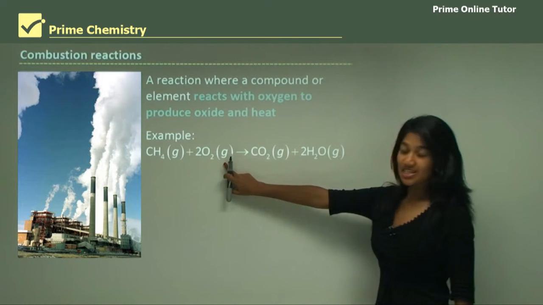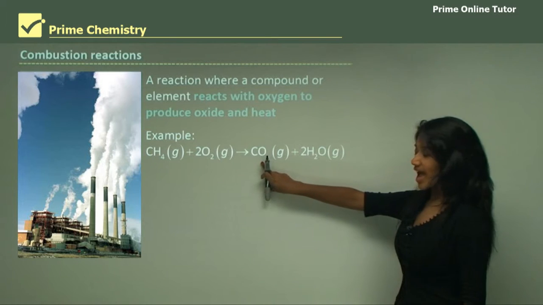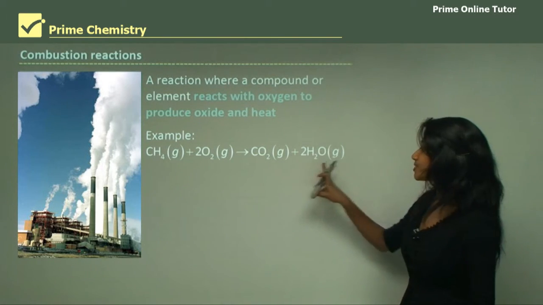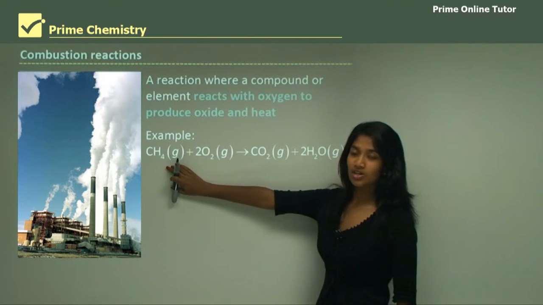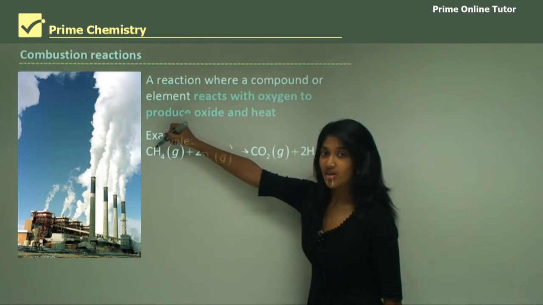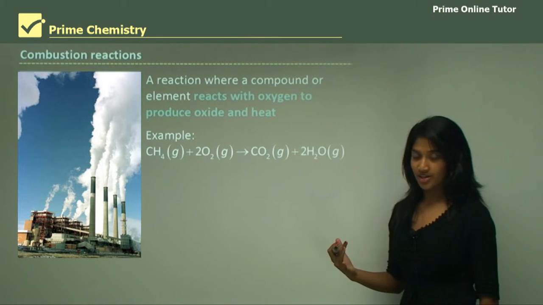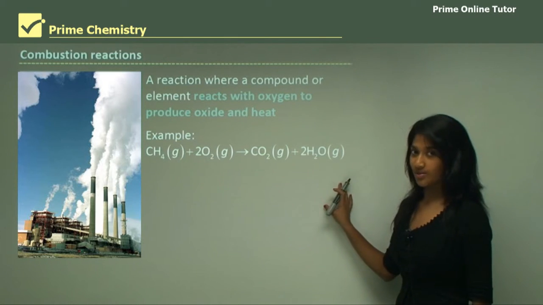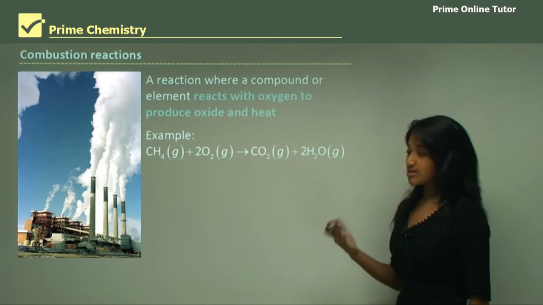reacting with oxygen. So O2 is oxygen gas, and they react to form carbon dioxide. As you can see, CO2 is carbon dioxide, and water, which is H2O. Now, methane is what you call a hydrocarbon because it only has hydrogens and carbons. When hydrocarbons undergo combustion, the products are always carbon dioxide and water. That's something you should remember, and you'll be learning this in greater depth in the years to come.